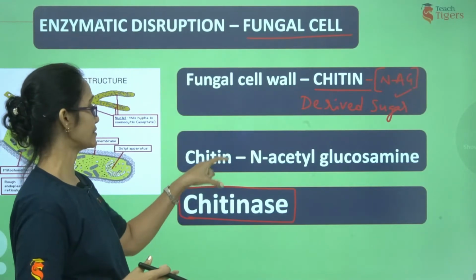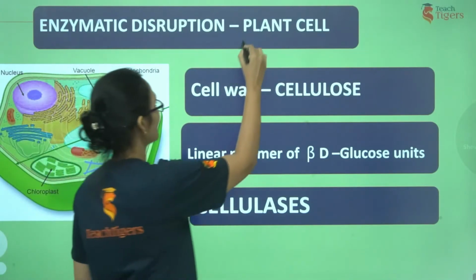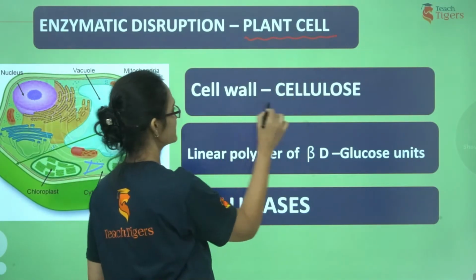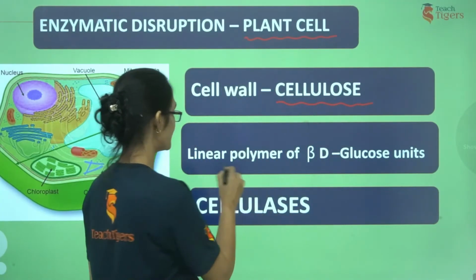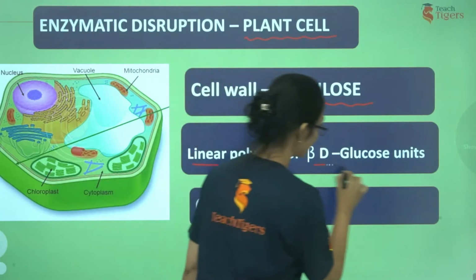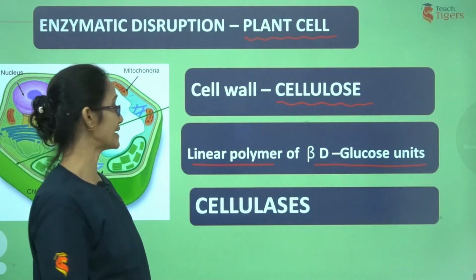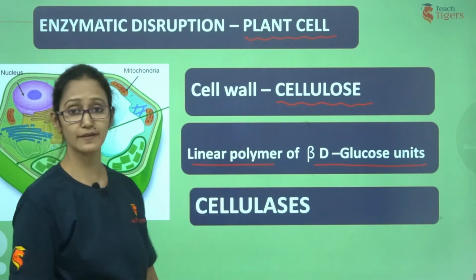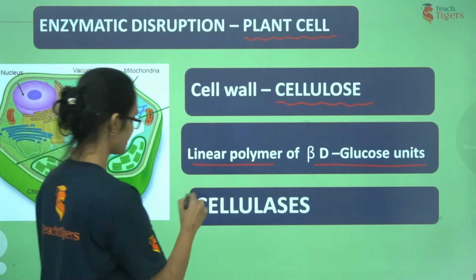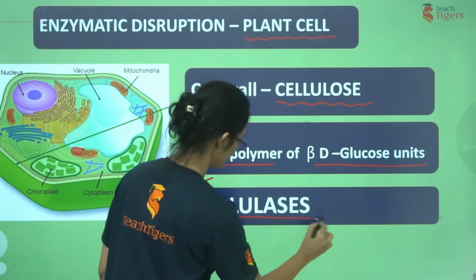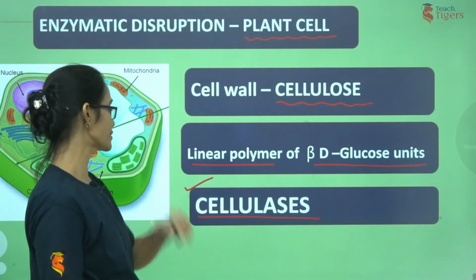So as you can see here, depending on the type of the cell and the nature of the cell wall, the type of enzyme that should be applied is variable. Now if we talk about the plant cell, as we all know, the plant cell has a cellulosic cell wall. And what is cellulose essentially? It is a linear polymer of beta D glucose units, right? Even about cellulose we have learnt in the lesson biomolecules. Now what is the enzyme that we are supposed to use here? It is cellulase, right? So when the cell wall is made up of cellulose, the enzyme that we have to use is cellulase.